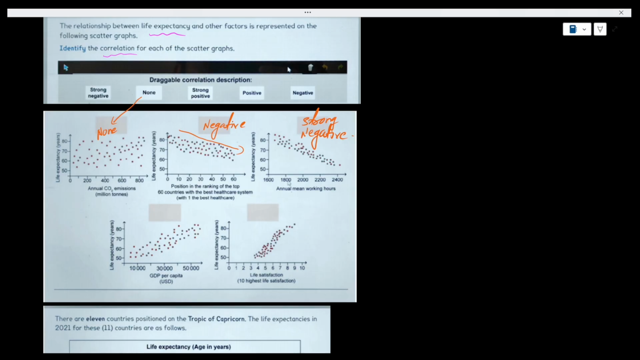Then after that, if you see, because it's going in this way, here and this also, they both are positive. But because here all the points are very closely together, it is going to be positive. And the last one, you can take it here, strong positive. So these are the types of correlation you will always get in the scatter graph.